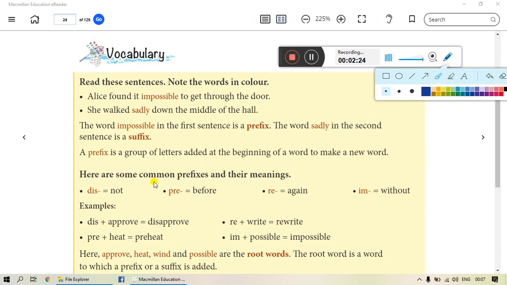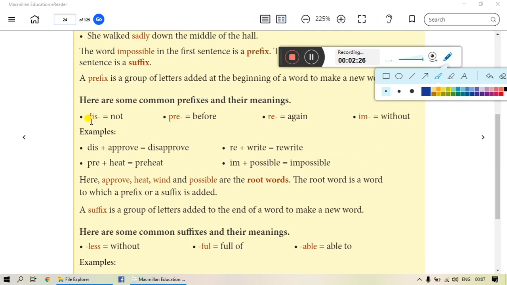Okay. Here are some common prefixes and their meaning. When dis is added in front of something, it stands for not. Like in the word disappoint. Appoint is a word, when you add dis in the beginning, it represents not. Then the prefix pre. Pre means before. As I've already told you, pre means in the beginning or before, earlier than something.